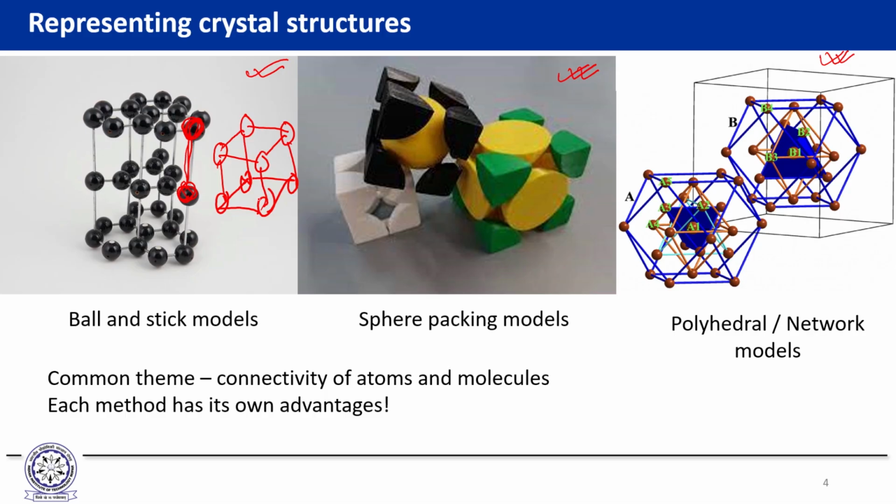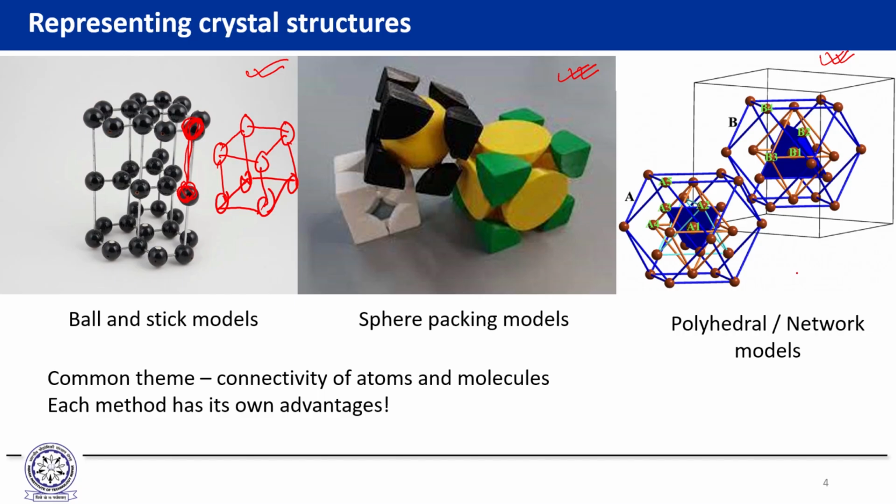The sphere packing models are going to be quite useful if you want to visualize how much of empty space is there inside the crystal structure. So if you want to know how much white space is there, these are great to use. The third is this polyhedral or network type of model, and these models are actually very useful if you want to work with complicated crystal structures.